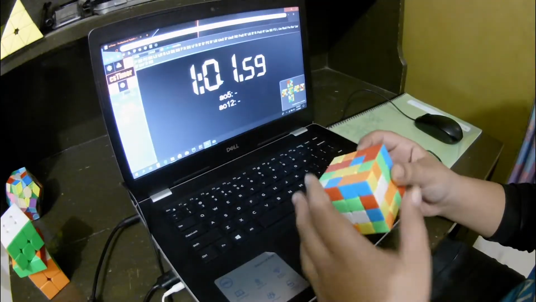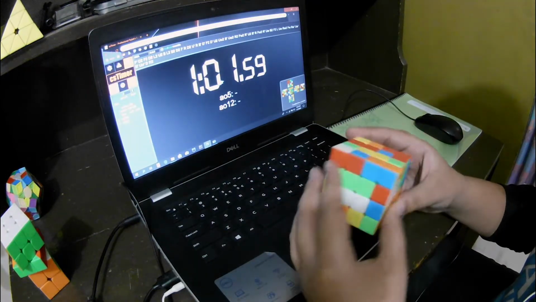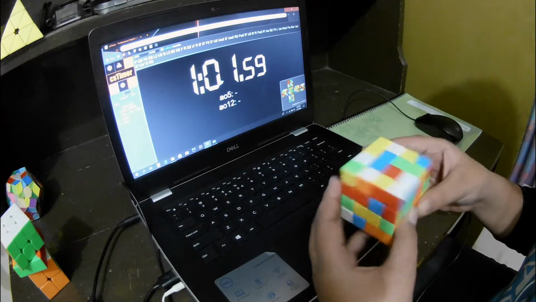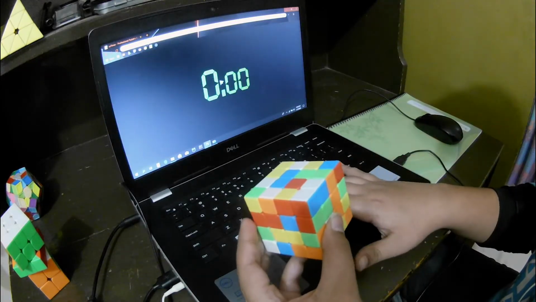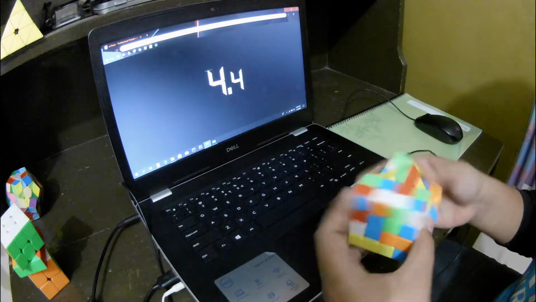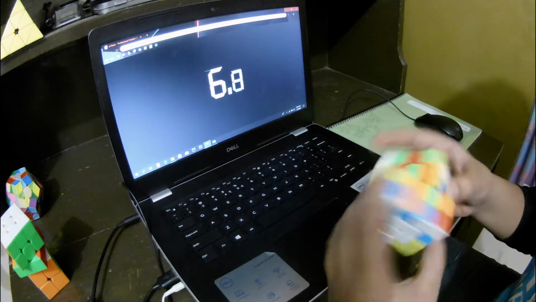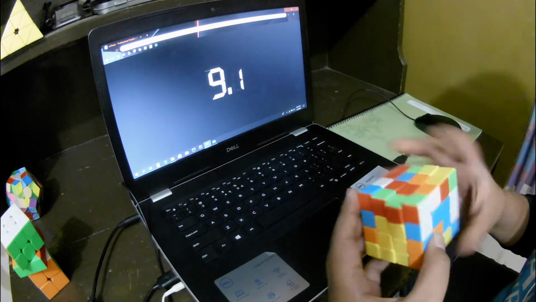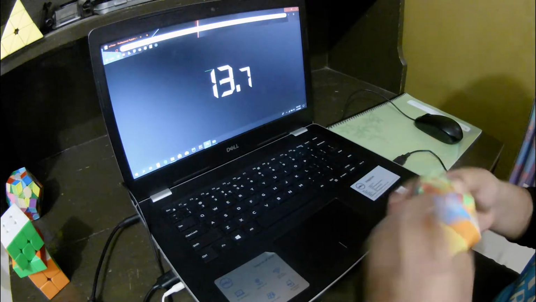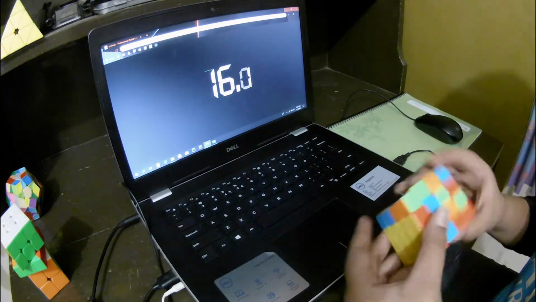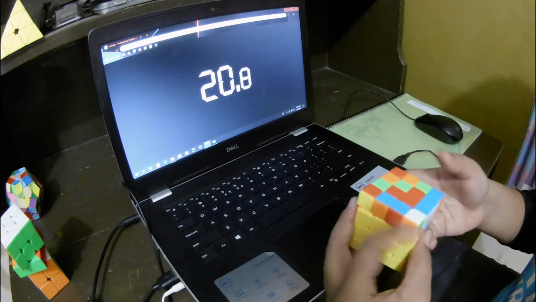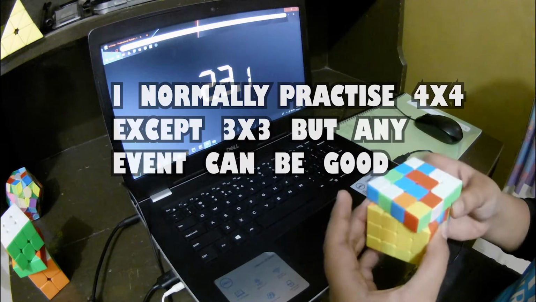First is to try to do all the above tricks, and make sure you are good at your algorithms and good finger tricks, good F12 transition, good look ahead, everything good according to your level. And the next thing is to practice other events much more, especially the big cubes.